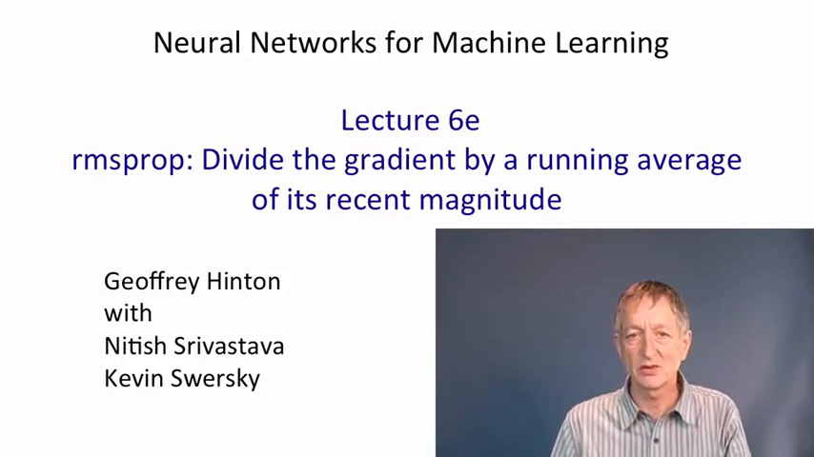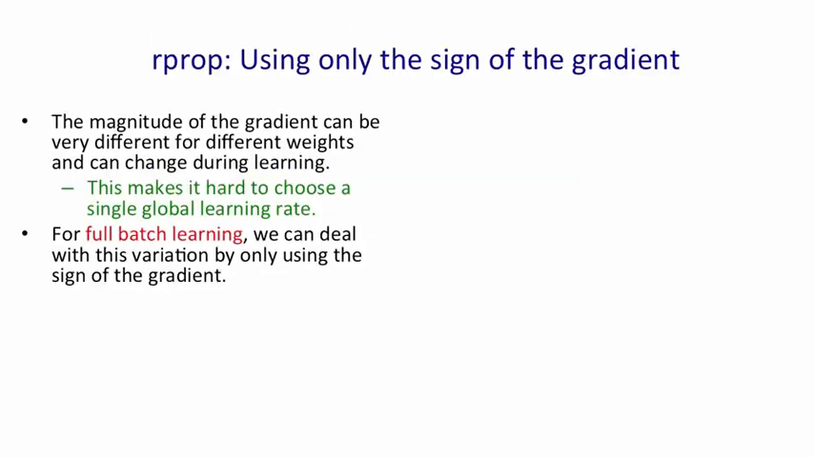The method that we end up with, called RMSprop, is currently my favoured method as a sort of basic method for learning the weights in a large neural network with a large redundant dataset. I'm now going to describe Rprop, which is an interesting way of trying to deal with the fact that gradients vary widely in their magnitudes.